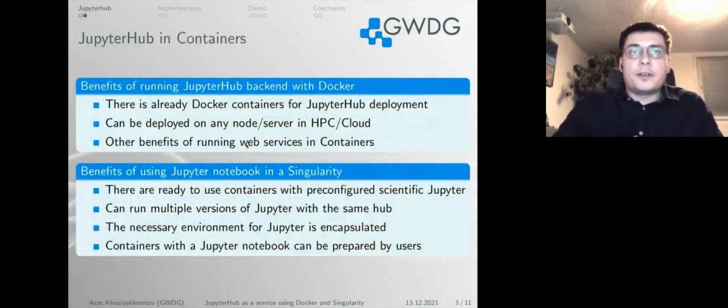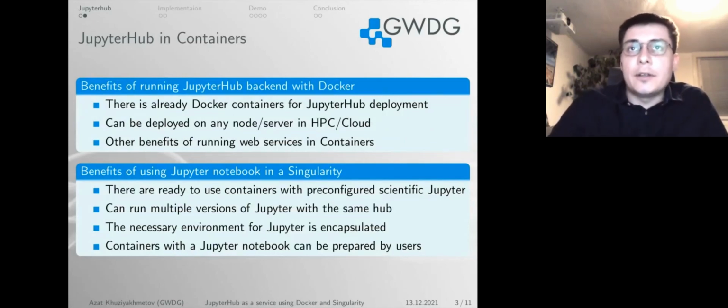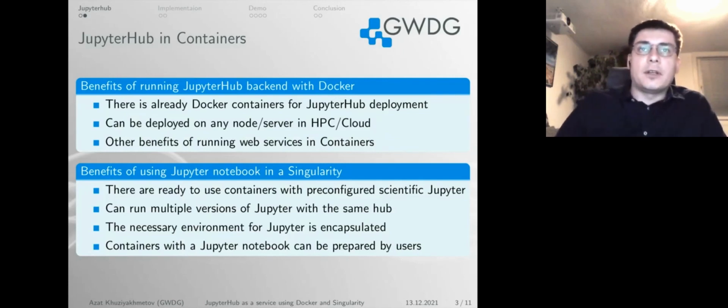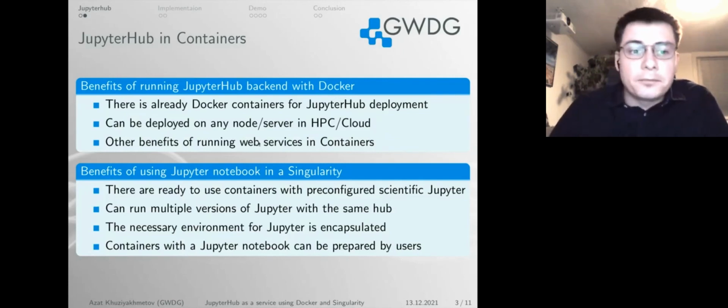Benefits of running the JupyterHub backend with Docker. There are already Docker containers for JupyterHub deployment. You can use that. It can be deployed on any node or server in HPC or cloud. You don't have to have this backend web server running in the HPC systems. Many HPC centers don't want any web applications running on them. And you also get other benefits of running web services in containers.